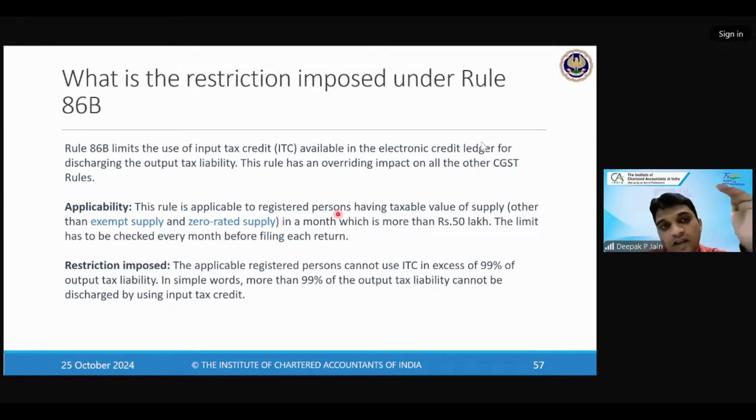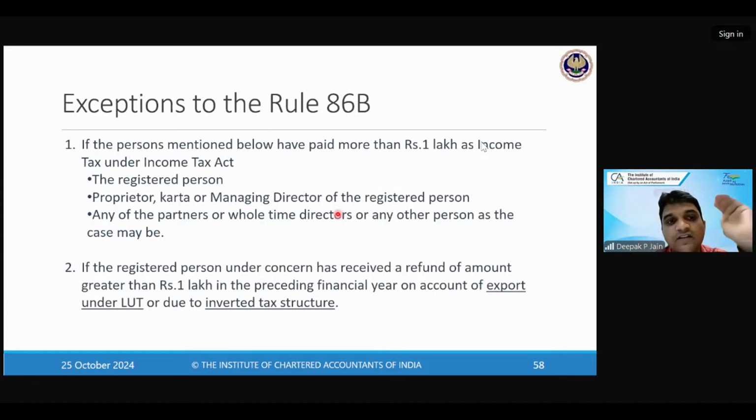So then the government said, okay, we'll give some exceptions. We'll give some relaxations, wherein if you are a proprietor or a managing director paying income tax of more than 1 lakh rupees, then you are genuine. That rule will not apply to you. Or if you have received a refund for your export of services, for your SEZ supply, for whatever reasons, for your inverted duty structure, and you've got a refund of more than 1 lakh rupees, then also it's fine.